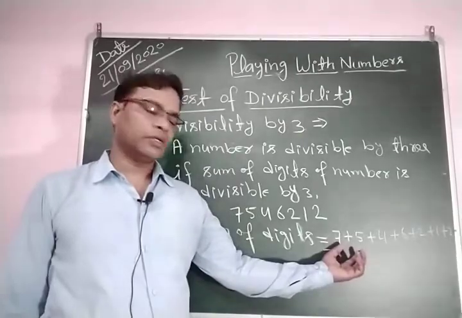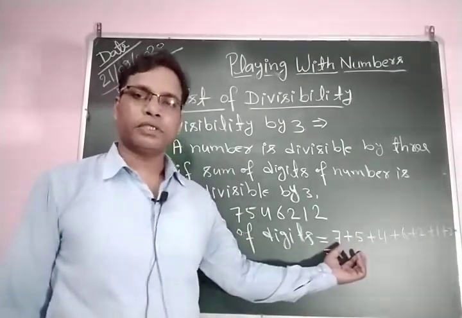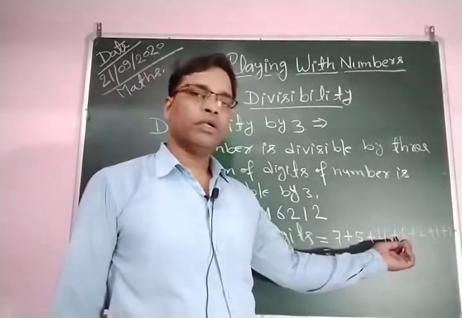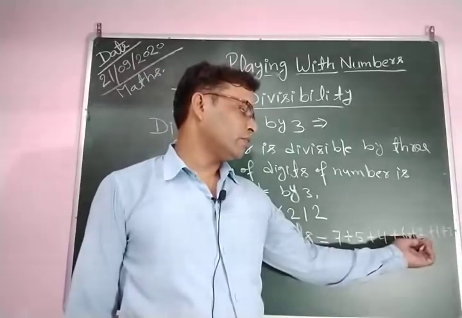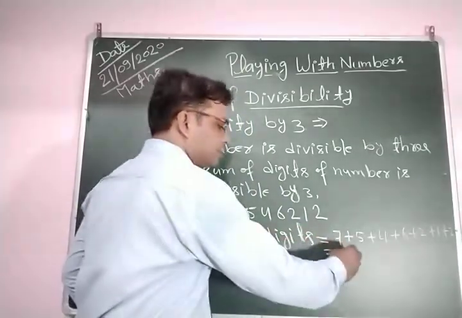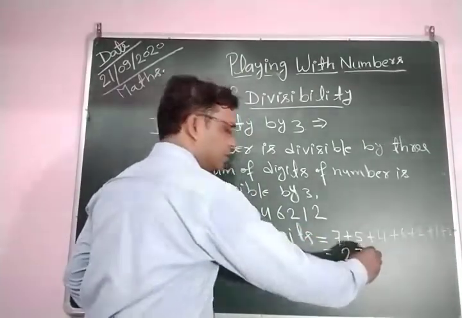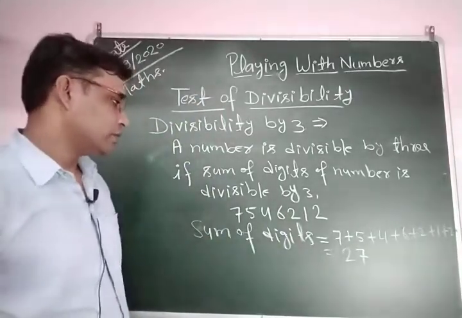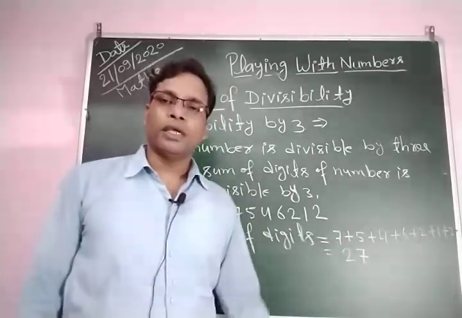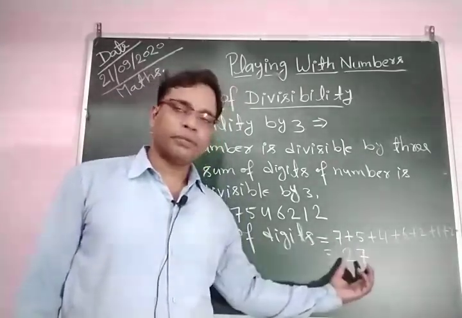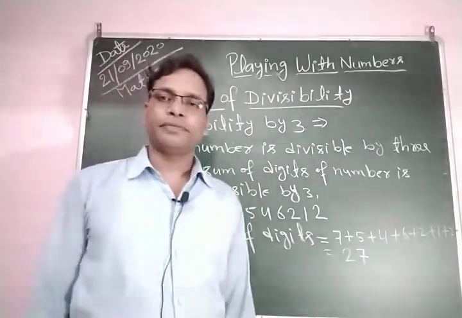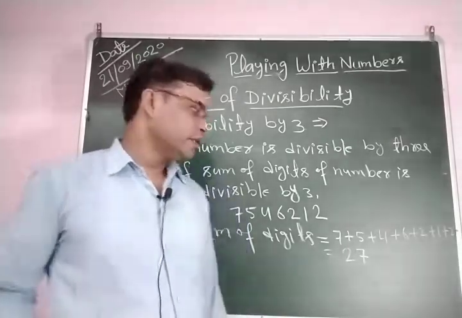So 7 plus 5 is 12, 12 plus 4 is 16, 16 plus 6 is 22, 22 plus 2 is 24, 24 plus 1 is 25, 25 plus 2 is 27. You can see here the sum of this is 27. So if you divide 27, it divides by 9 times. Here you can see the sum of the digits of the number is divisible by 3. It means that the whole number is divisible by 3. Okay, this is clear.